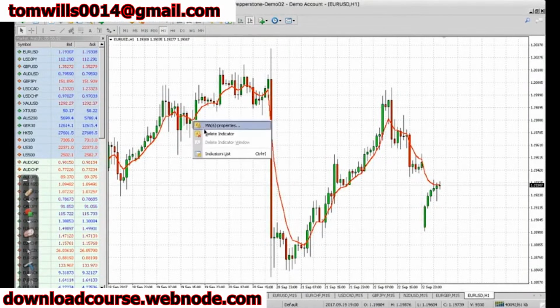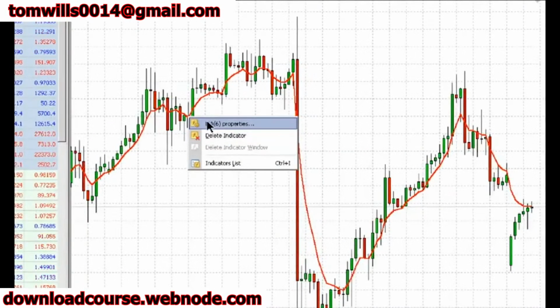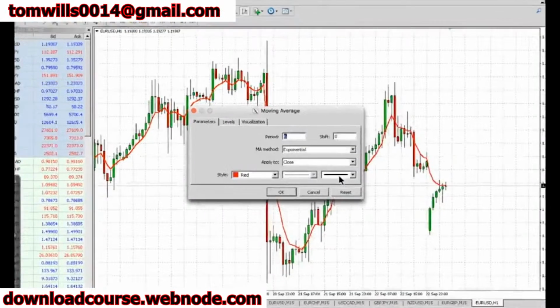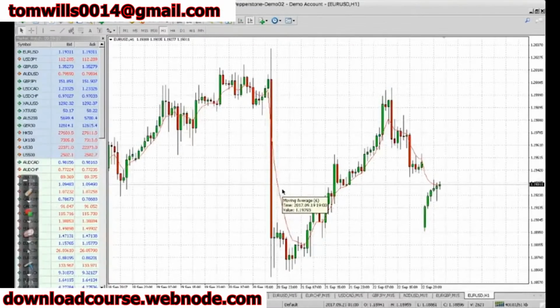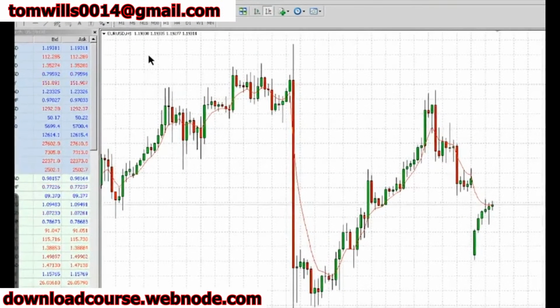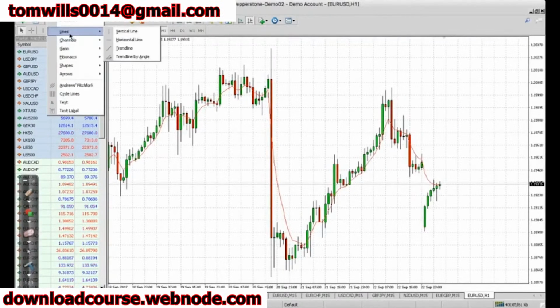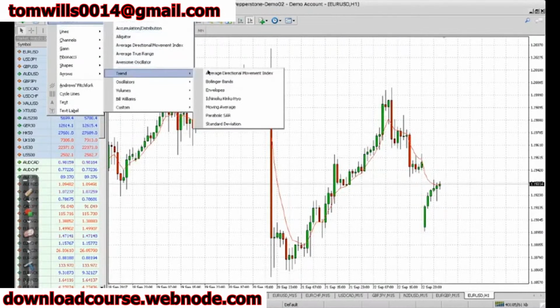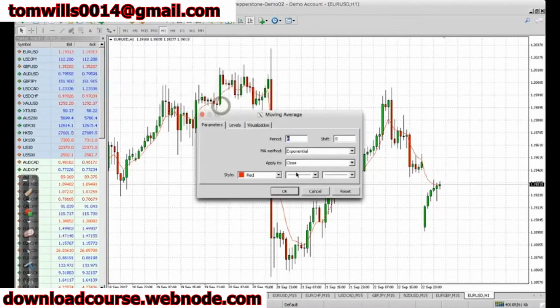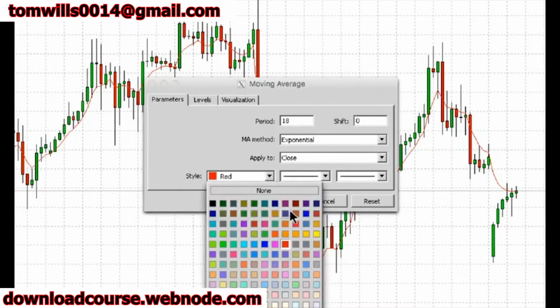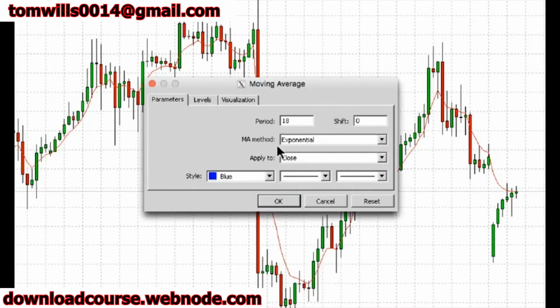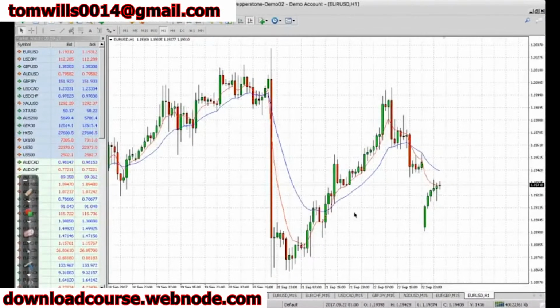All right, it's a bit thick. Let me change the shape. I'm going to right click and go to properties. I want a thin line, right? Thin line for the 6. There we go, thin line, great. Again, I'm going to insert indicators, trend, moving average. Next one, 18 EMA, blue, thin line. Okay, there we go. So that's our 6 and 18 EMA.